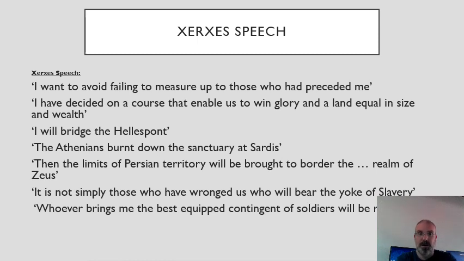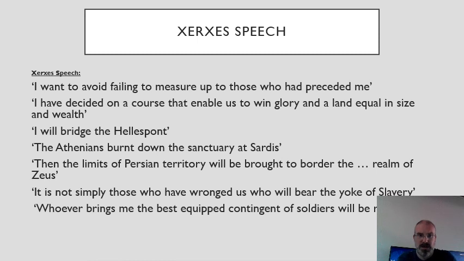But there you go. So Xerxes says, I want to avoid failing to measure up to those who preceded me. So he is motivated by the actions of his ancestors, and he talks about how they have been on this steady conquest spree, and he too wants to conquer new land. So we're getting this, again, demonstration of Persian desire to conquer and take.